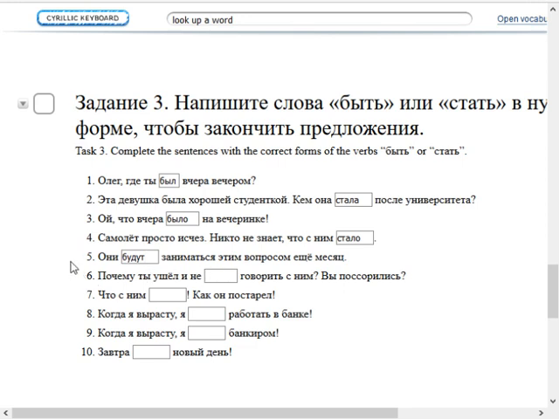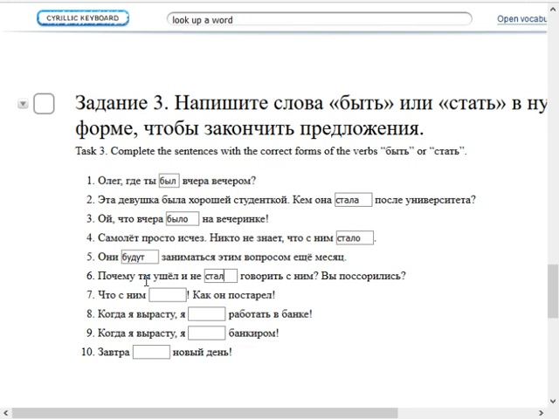Почему ты ушел и не стал говорить с ним? So why did you leave and not... oh, okay. This is a bit unintuitive for English speakers. И не стал говорить с ним. Why did you not become speak with him? Like, why didn't you become somebody speaking with him, basically? But yeah, why didn't you become speak with him? Like, why didn't you come to speak with him?